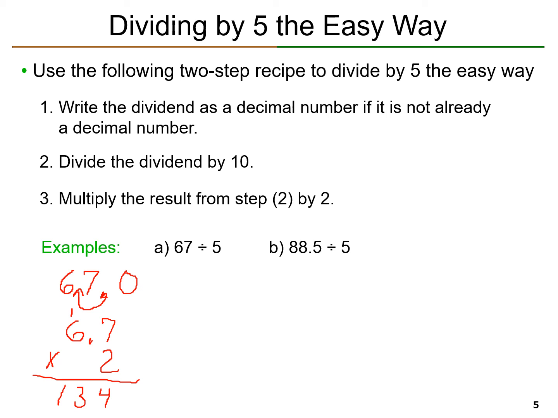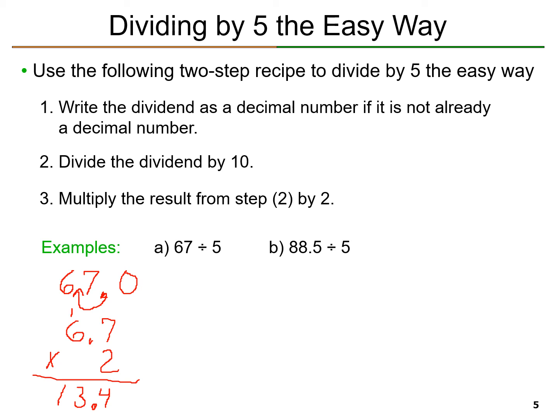Okay, we only have 1 decimal point total between 6.7 and 2. So we move the decimal point in this number here, which is 134, over to the left 1 place. So we put the decimal point right here. So 67 divided by 5 is equal to 13.4. Of course, you can always go back and do it the long way using long division, but this is probably a little bit quicker.